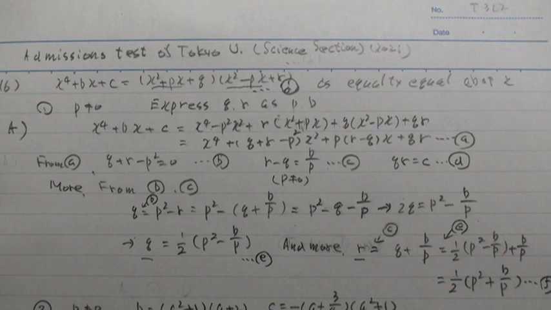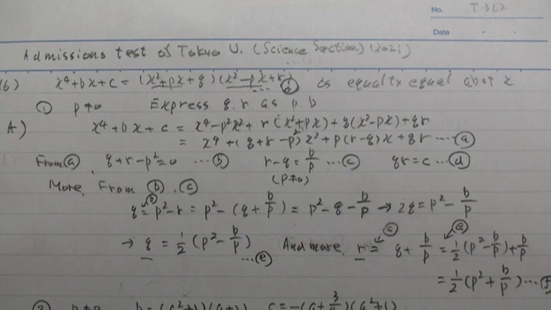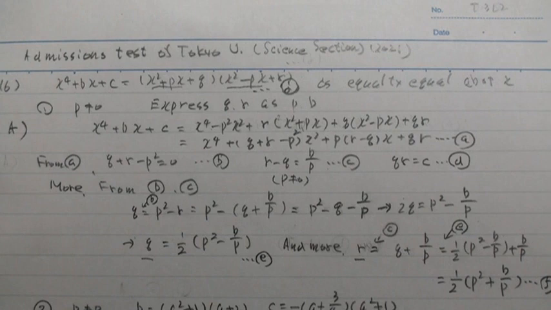Answer. x^4 + bx^2 + c equals, by expansion, x^4 - p^2 x^2 + r x^2 + bx + q x^2 - pqx + qr, and this is x^4 + (q + r - p^2) x^2 + p(r - q)x + qr.